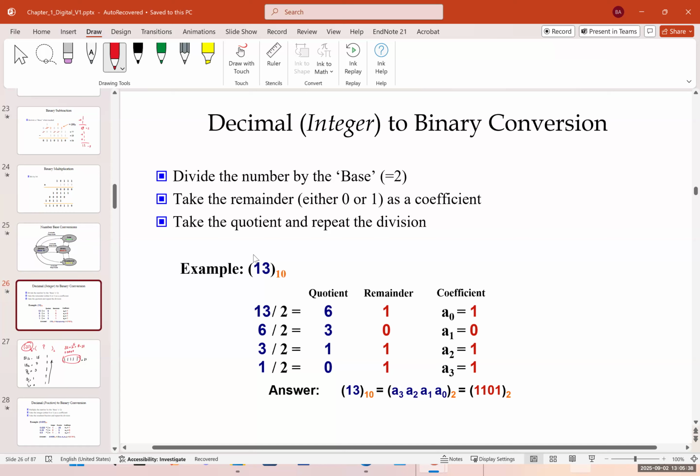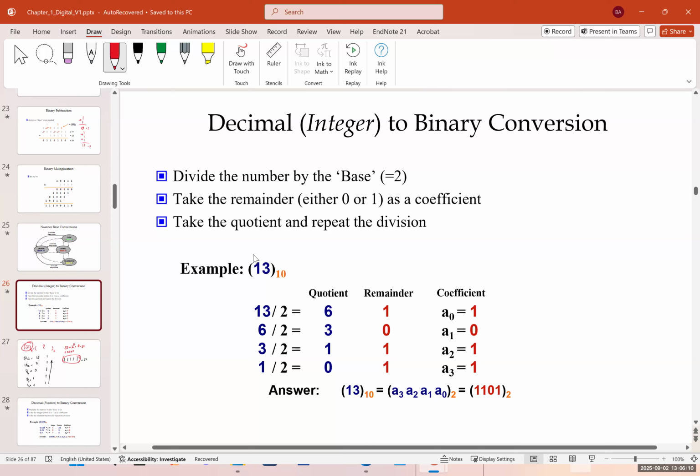Another part that we went through is going from decimal to binary, for the integer part. We already learned how we convert binary to decimal. To convert decimal to binary, we just divide that number by the base. Here, the base is 2. So for example, if we want to convert 13 to the base of 2, we divide it by 2.